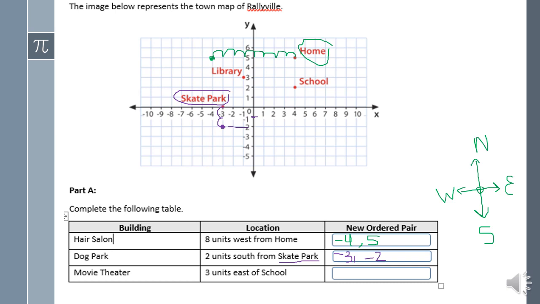Okay, the movie theater. The new movie theater that they're building is 3 units east of the school. So locate your school first and determine which way is east. It looks like east is going to the right. So I'm going to do bunny hops to the right. I'm going to erase this so it doesn't confuse you all. But here's the school. Okay.